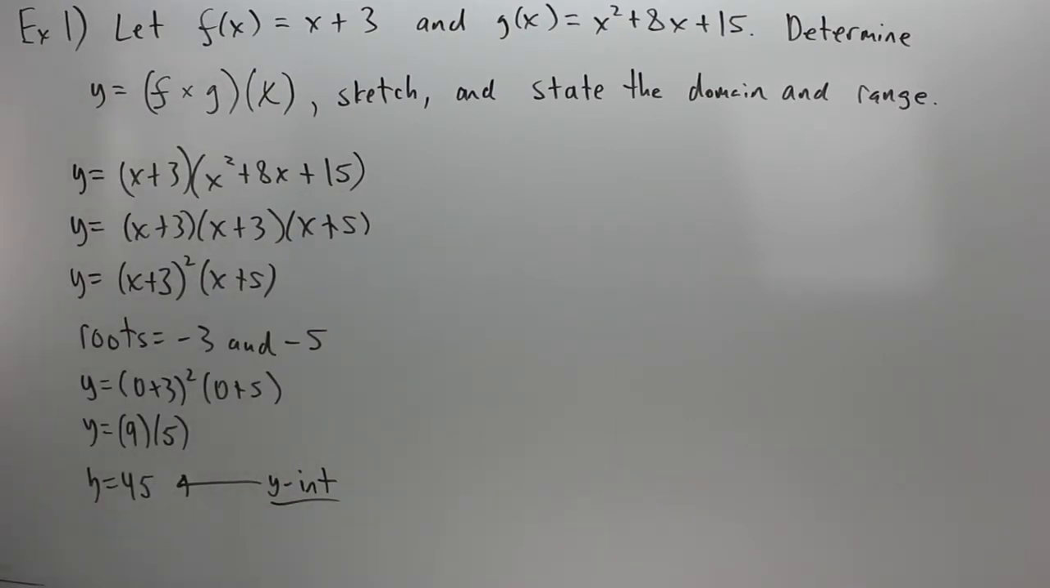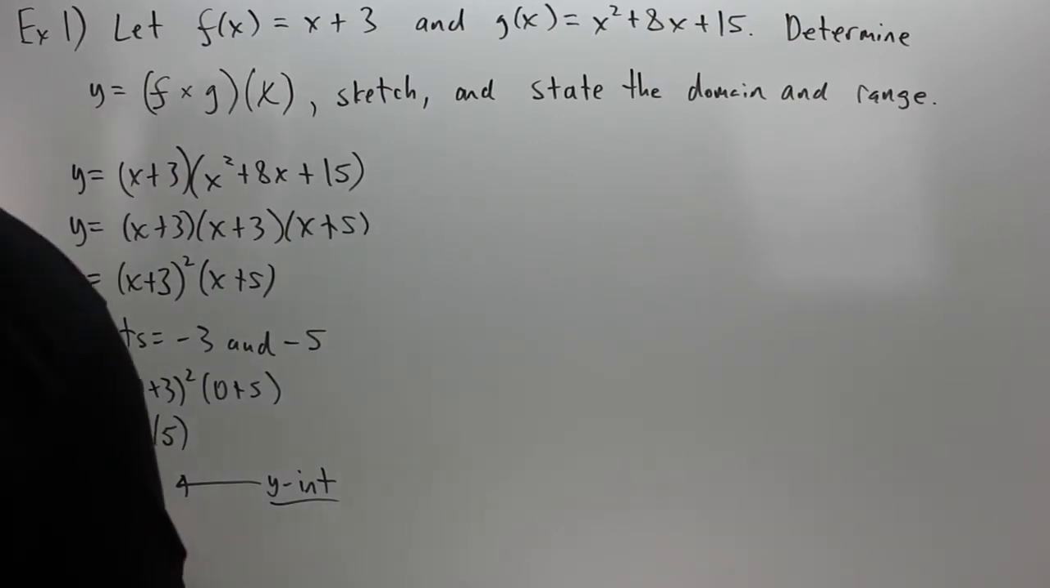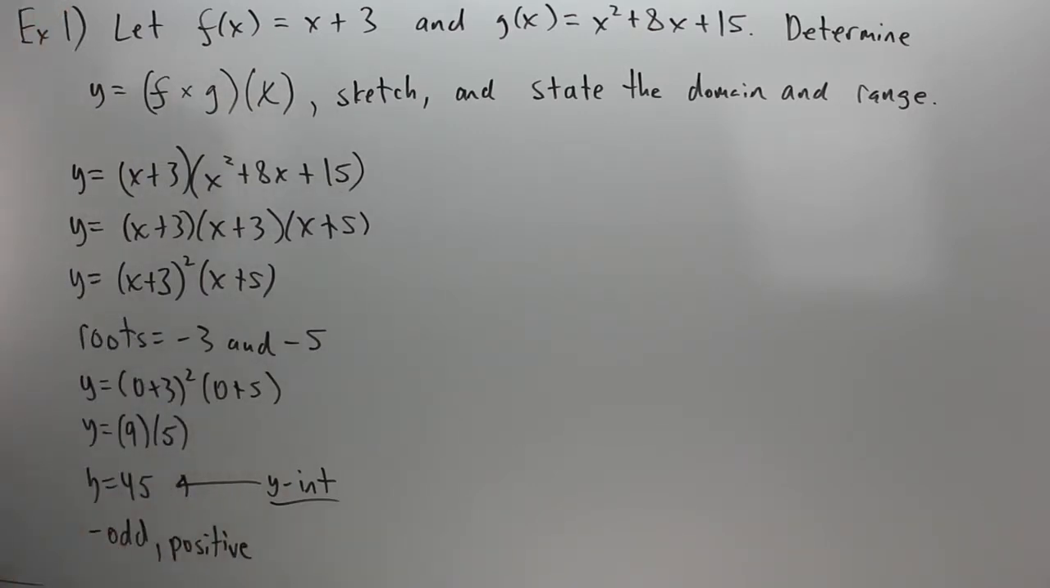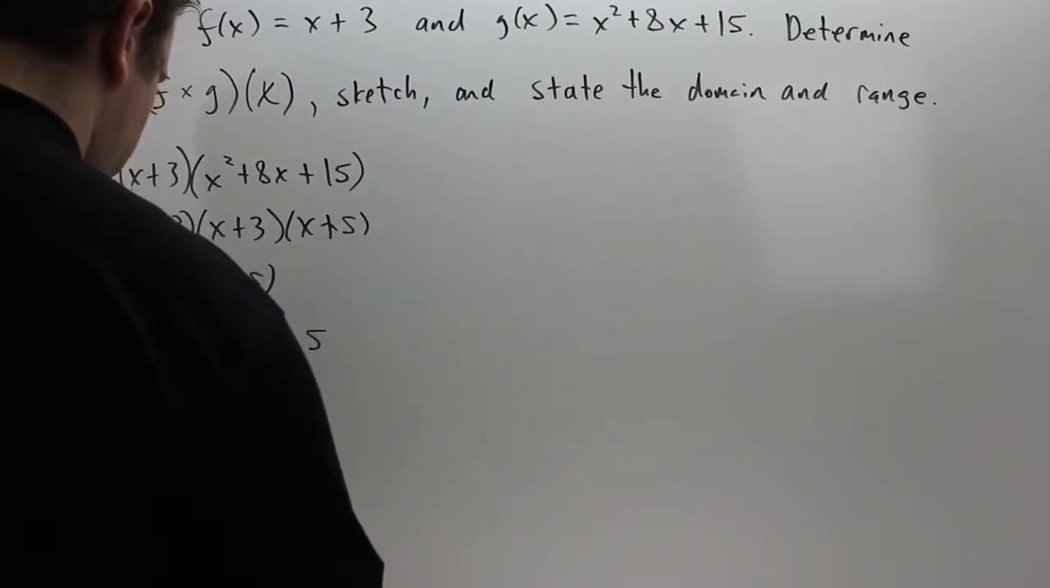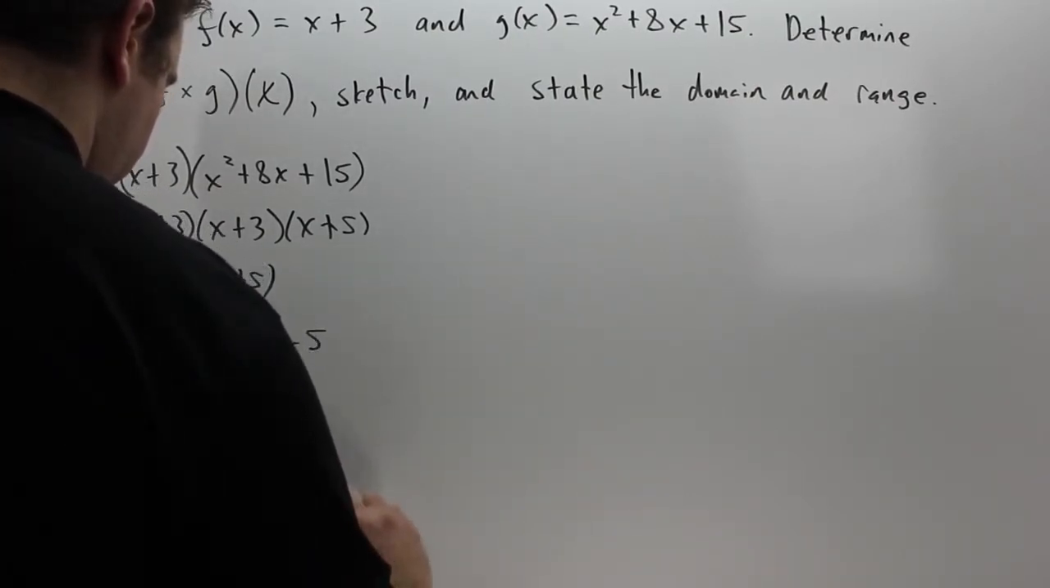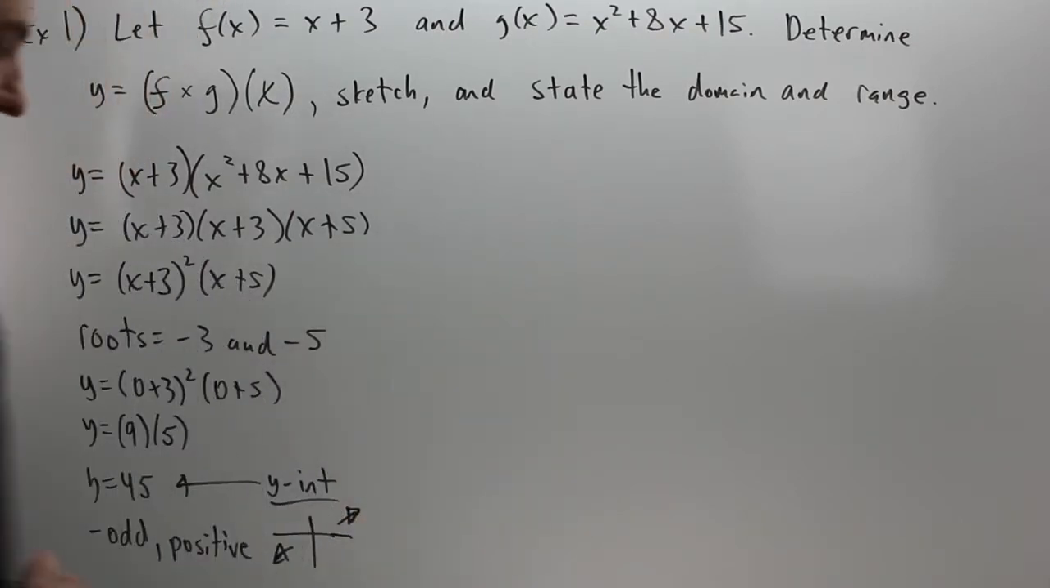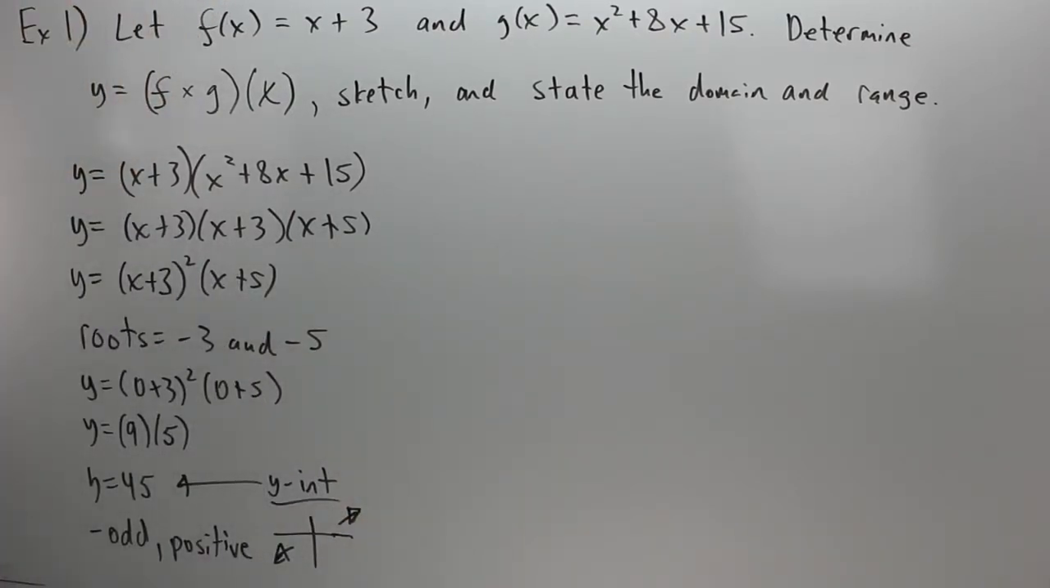And now we're basically ready to sketch this. Oh, also, the end behaviors. I gotta talk about those briefly. It's odd and positive. So therefore it's basically going to have the same end behaviors as a simple function like y equals x, which if you can recall starts in Q3, ends in Q1, like so. So now we have everything we need to sketch this.